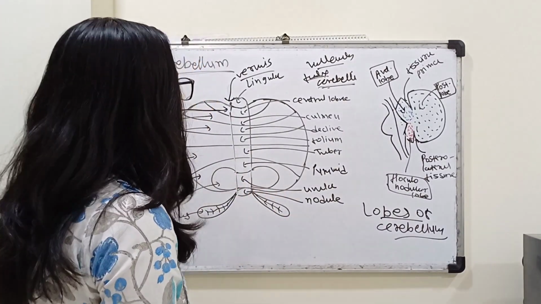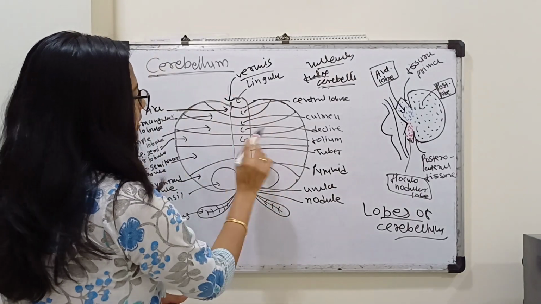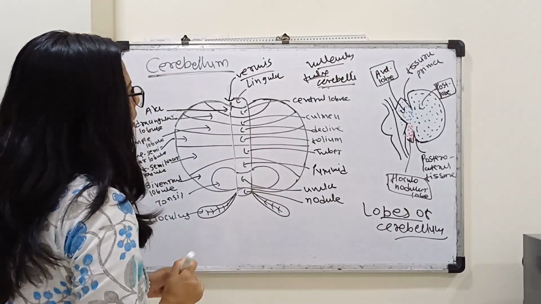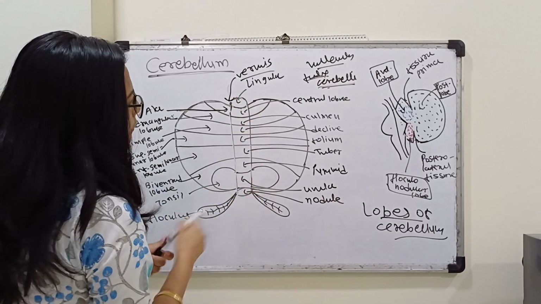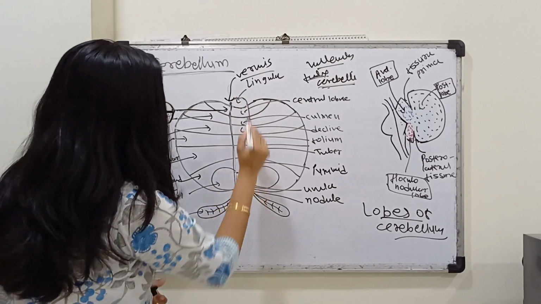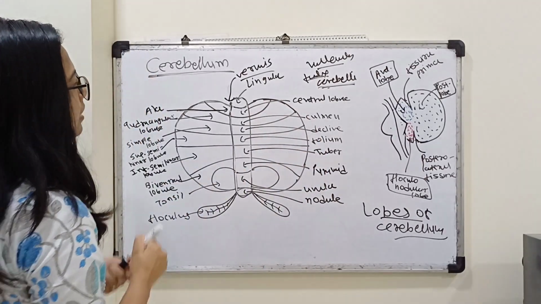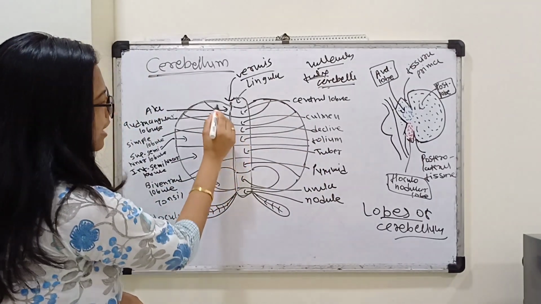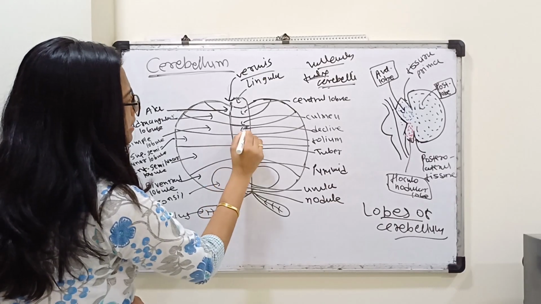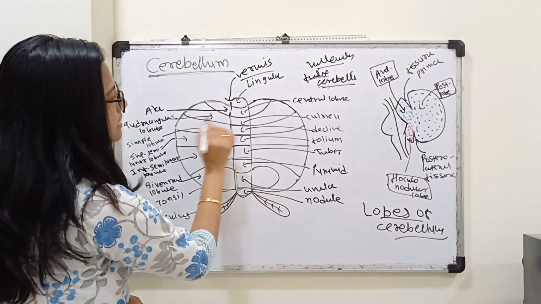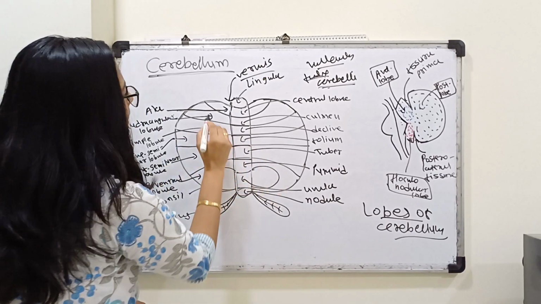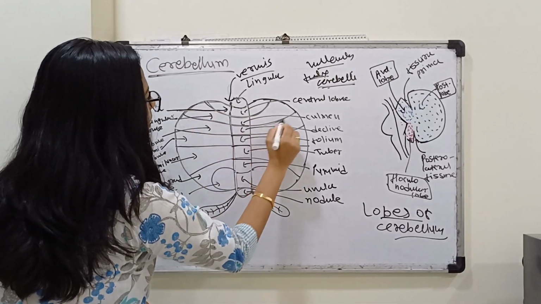Okay, we know that the whole cerebellum is cut by many fissures. Okay, we know this is the part of the vermis, this is the part of the vermis, and this is the part of the cerebellar hemisphere. Okay, each part of the cerebellar hemisphere and the part of the vermis is cut by many fissures. We can see each cut by many of the fissures.